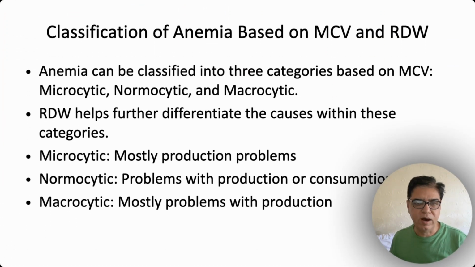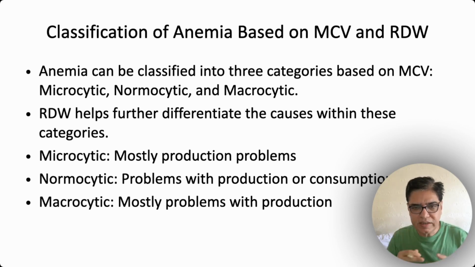So you can have a microcytic anemia, you can have a normocytic anemia, and you can have a macrocytic anemia, depending on your MCV, whether it is less than 75, whether it's between 75 and 95 or 80 or 100, or if it is greater than 95 or 100, whatever values you are using. So either it will be microcytic, normocytic, or macrocytic.